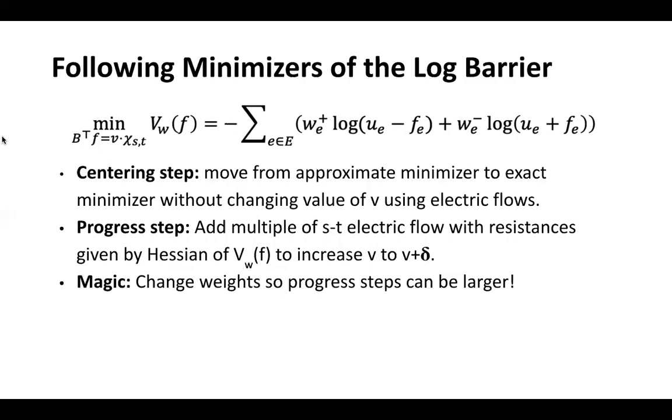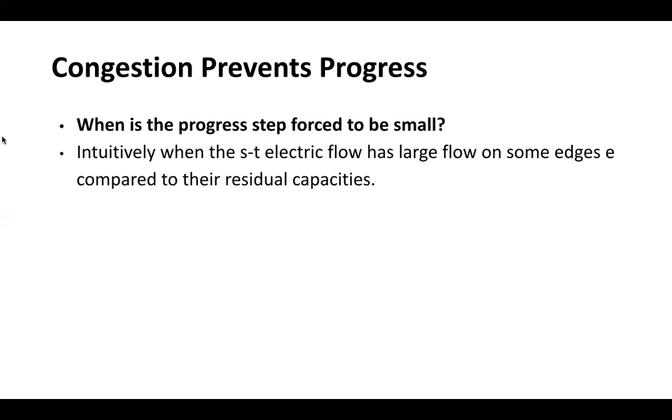Question is, how can we actually change the weights to ensure that the progress steps we're taking are larger than is governed by a naive analysis of interior point methods? To understand that, I guess first we're going to ask, what will cause the progress step to be small? Intuitively, the progress step is small when the electric flow we're trying to add has a lot of flow on some edges E that already have small residual capacity. Then we really can't add too much of it.